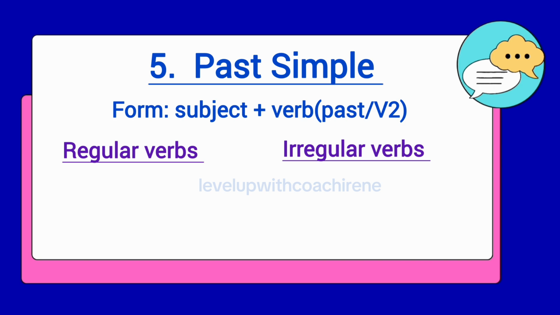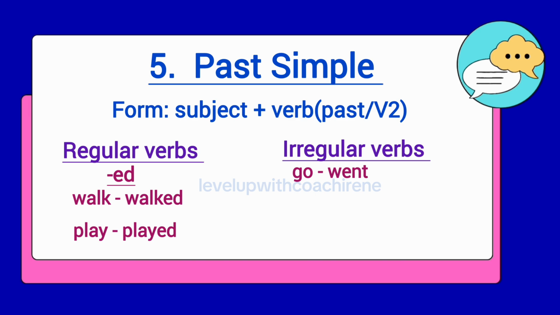By that I mean, regular verbs are formed by adding ed to the base form of the verb. For example, work, worked, play, played. Whilst irregular verbs use a unique past form. For example, go, went, see, saw, give, gave.